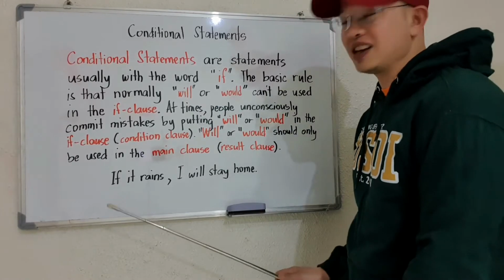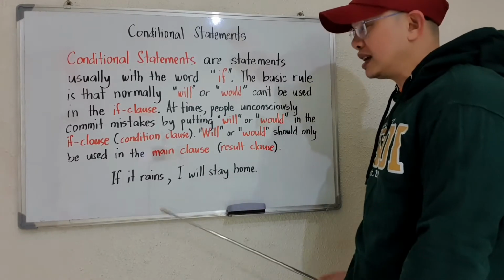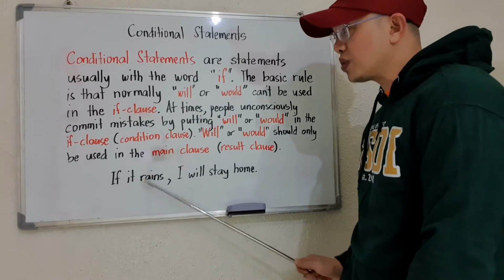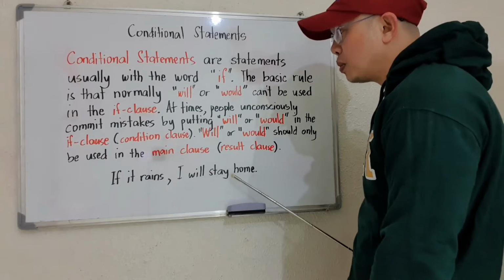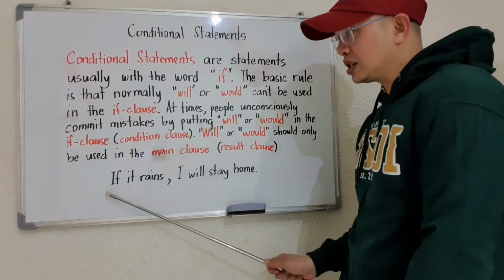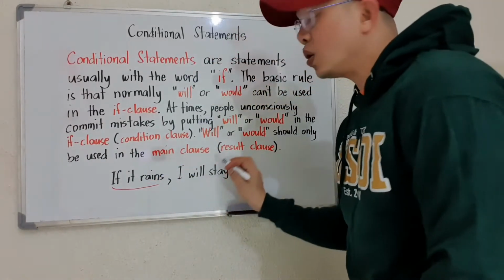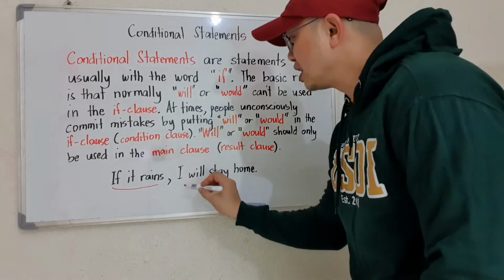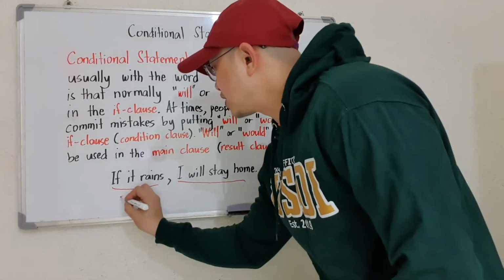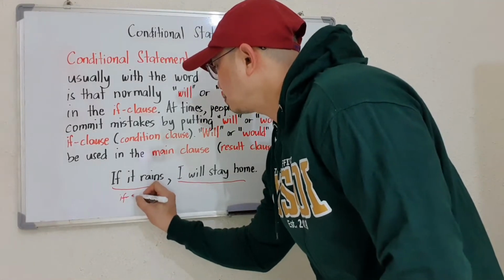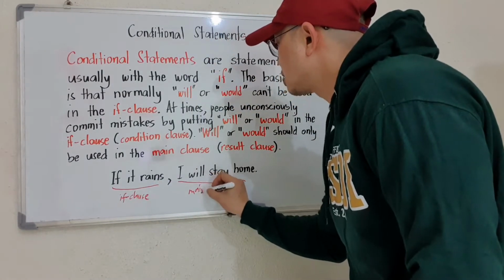So let's take a look at the example. If it rains, I will stay home. In this statement, if it rains is the if clause and I will stay home is the main clause. So this is the if clause or the condition clause, and this is the main clause or result clause. So let's tag it. If clause, main clause.